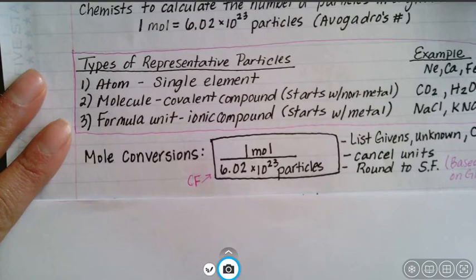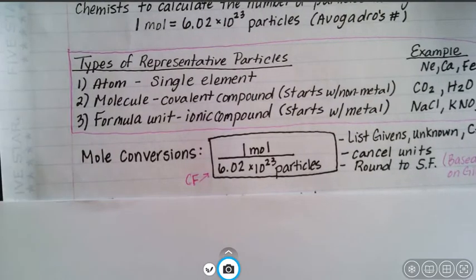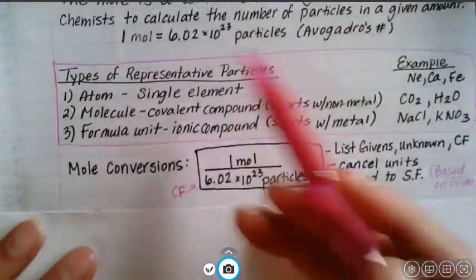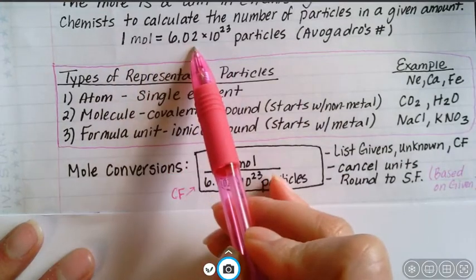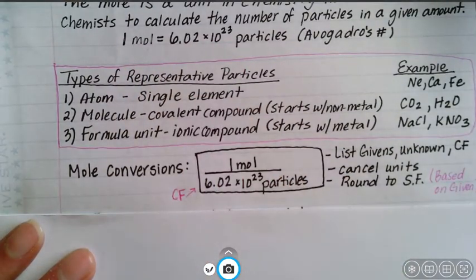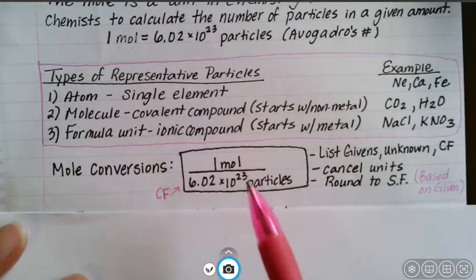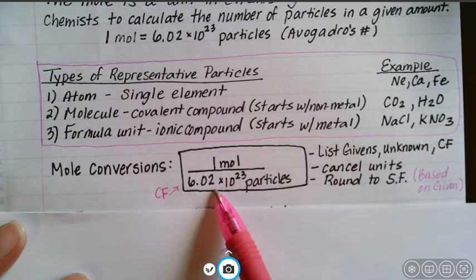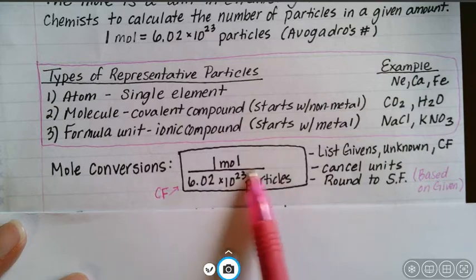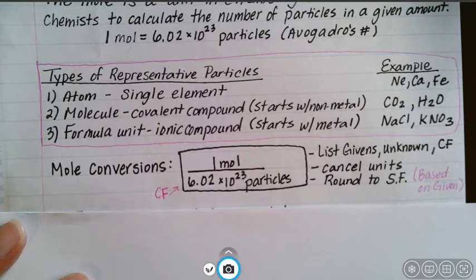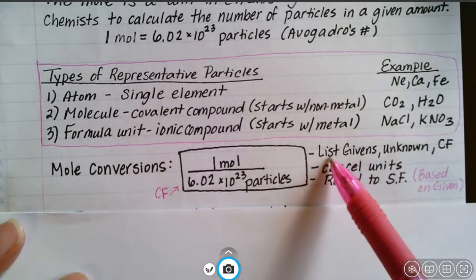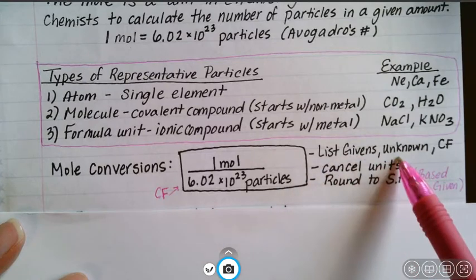So the next part in this, we're going to be doing conversions with the mole. So I've just told you that 1 mole is 6.02 times 10 to the 23rd particles. Anything where you know an equality, you can make a conversion factor out of. So I've made a conversion factor here, so that 1 mole is 6.02 times 10 to the 23rd particles. So I made this, looks like a ratio, conversion factor. When you solve these problems, there's basically 3 steps. Well, a little more than that. You're going to list your givens, your unknown.